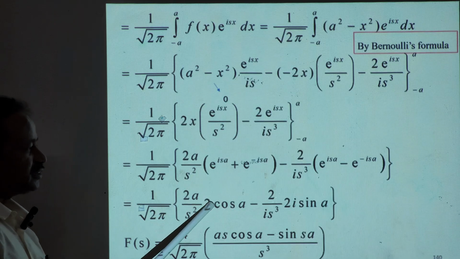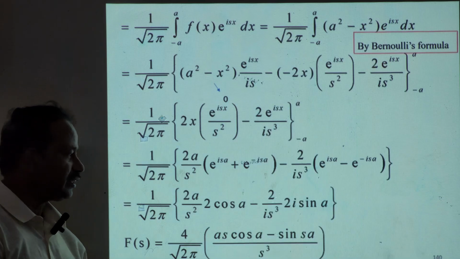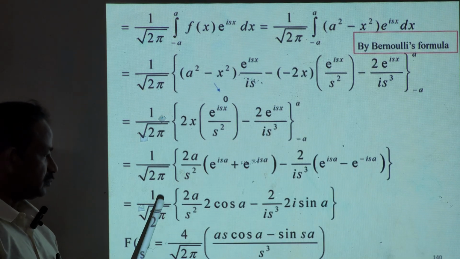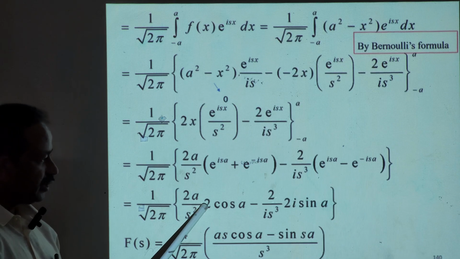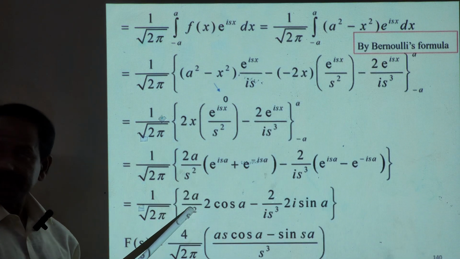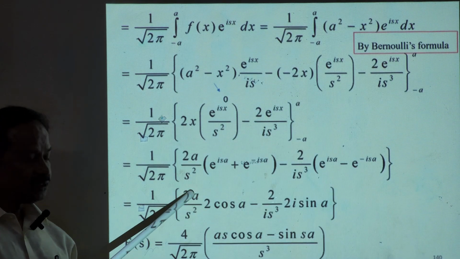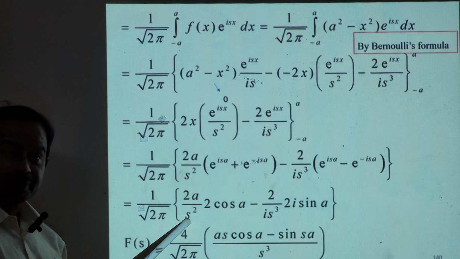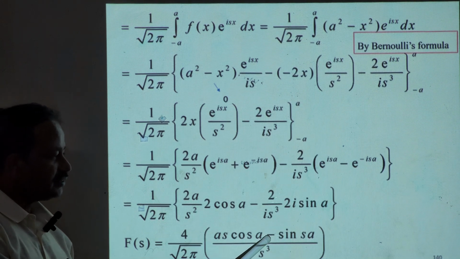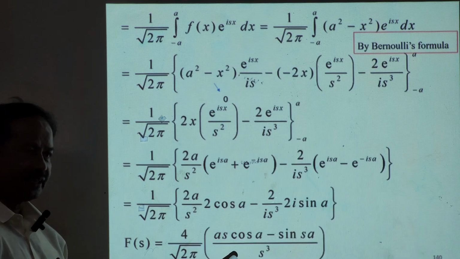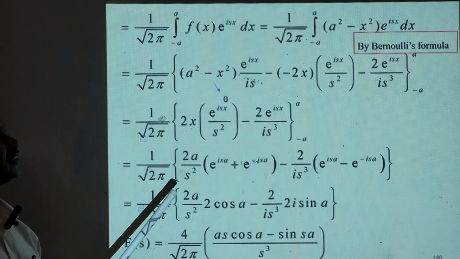Now this can be replaced with 2 cos sa, and this can be replaced by 2i sin sa. We can pull 2 out, so this becomes 2 divided by root 2 pi. Here I am going to multiply and divide by s, because s cubed is there, so that gives as divided by s cubed. So I can commonly write it as (as cos sa minus sin sa) divided by s cubed times 4 divided by root 2 pi. This is your Fourier transform of the original signal.